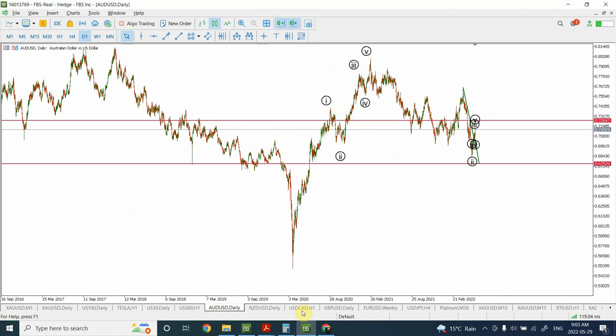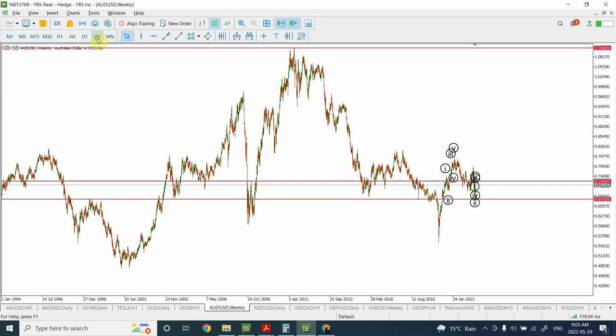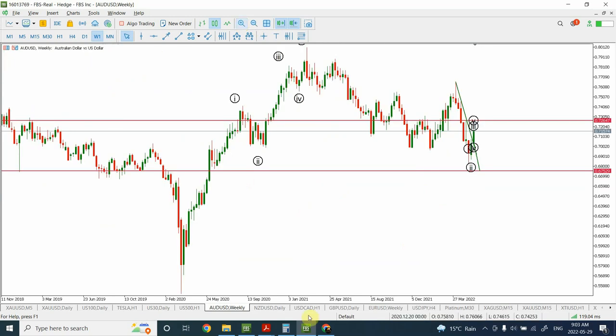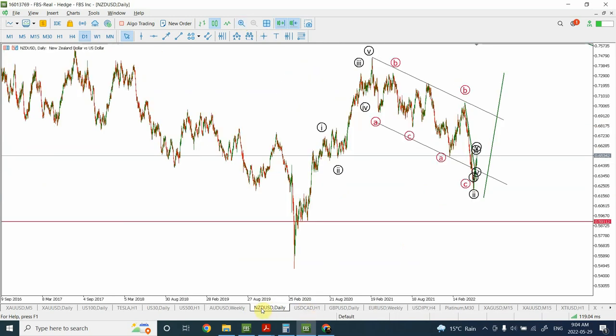I think the chart I wanted to show you guys is further down. But this one is not bad either. Let me have a look on daily, weekly time frame. Actually, there is better labeling here, right? So a similar labeling on Australian dollar and New Zealand dollar. So this is the more detailed labeling on this one right over here.